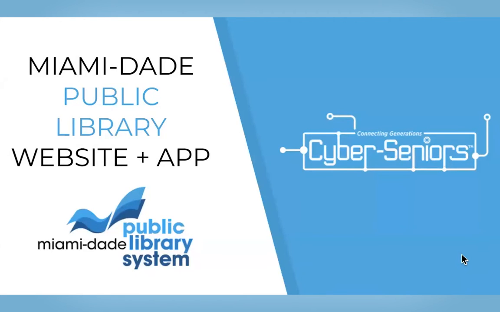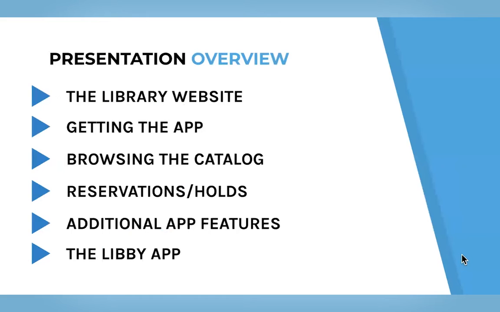Today we are going to be talking about the Miami-Dade Public Library website and app, what resources are available there, how you can access them, and a couple other things. A bit of an overview of what we're going to cover. We're going to talk about the library website, how to get there, how to navigate it.